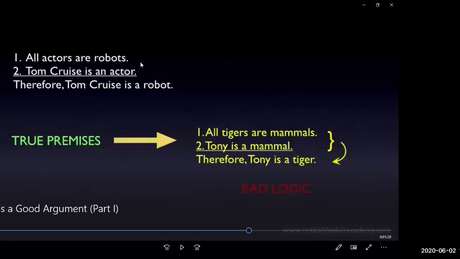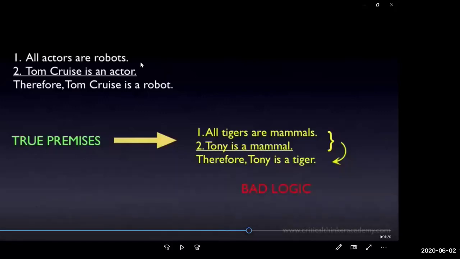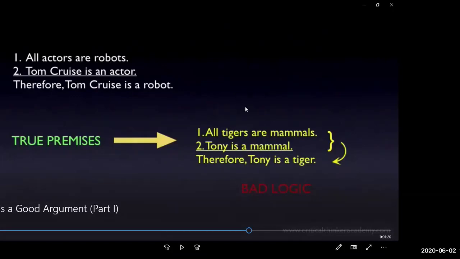So in order to say an argument is good, two conditions must exist at the same time. That is, according to this video, true premises and good logic. The first example lacks a true premise. In the case of the second, it lacks logical reasoning. But all are arguments, but not good arguments. Let me invite the remaining part.